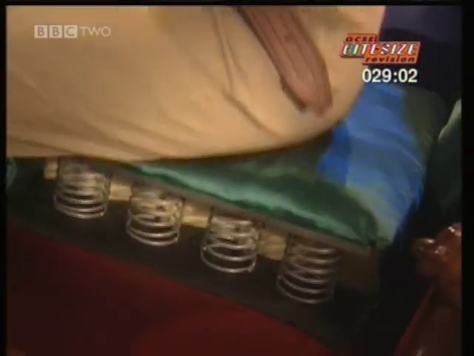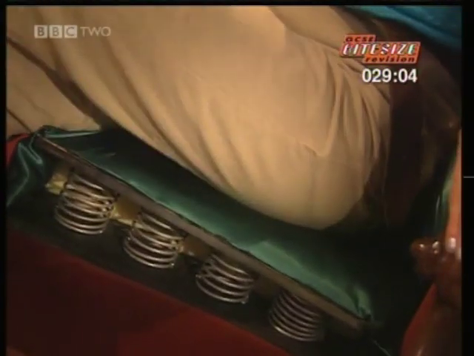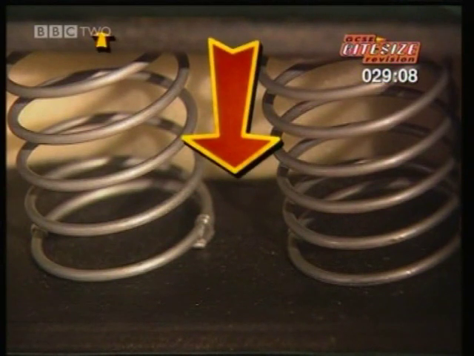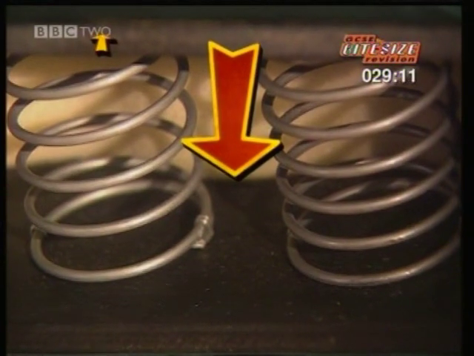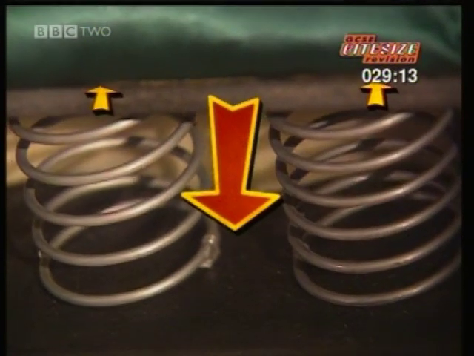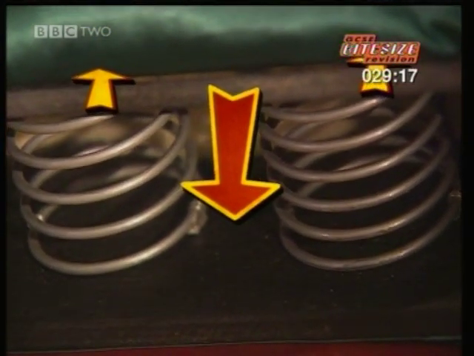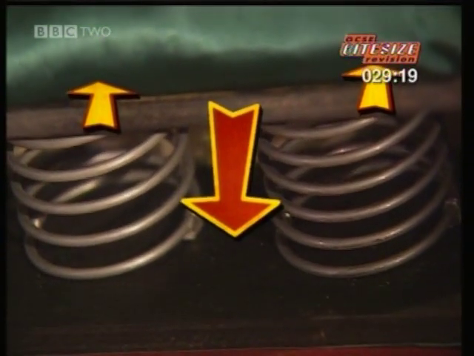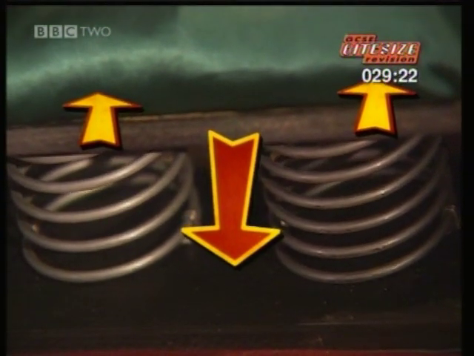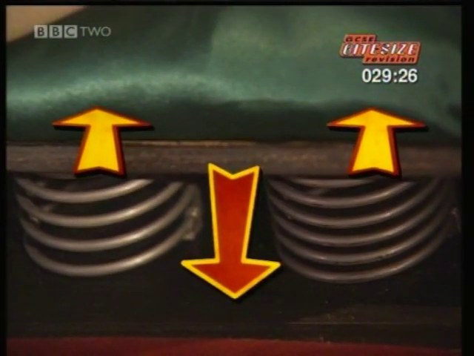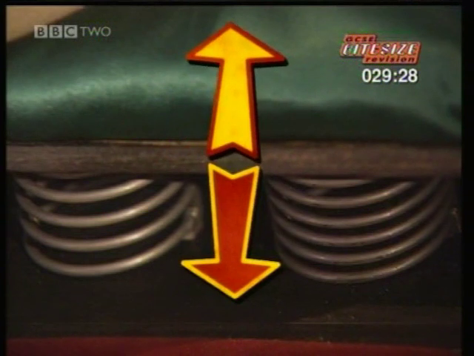Watch what happens as I sit down. Let's look at that again. At first, my weight is a bigger force than the upward force of the cushion springs, so I go down. But the more squashed the springs get, the more they push back. Eventually, the force pushing back equals my weight. The forces in each direction balance, and I stay put. It's called equilibrium.